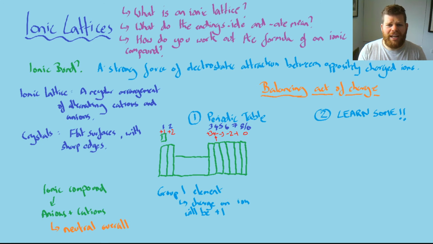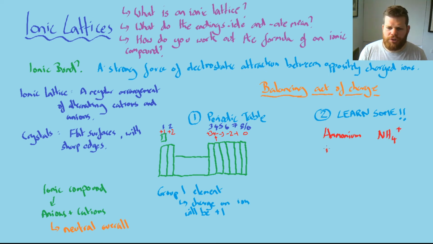Now the other is, unfortunately, as I've said, we've just got to learn some. Now, what ones do we need to learn? Right, I'm going to write these in red. So the important stuff that you just need to learn is written in red. This is a list of ions that you just need to know. So the first one is ammonium. Now, ammonium is NH4+.